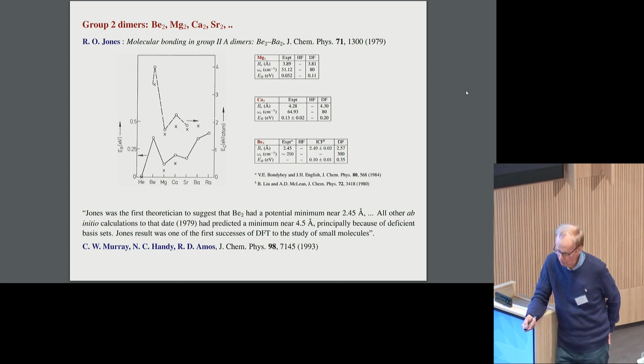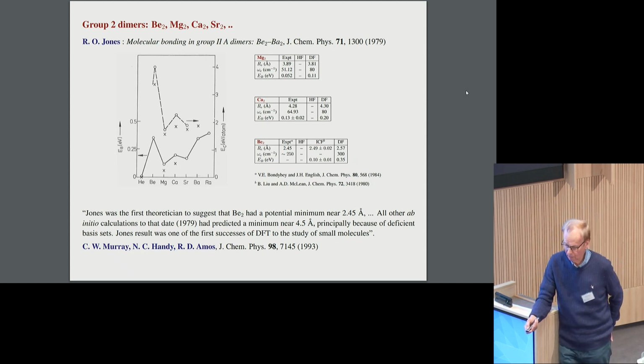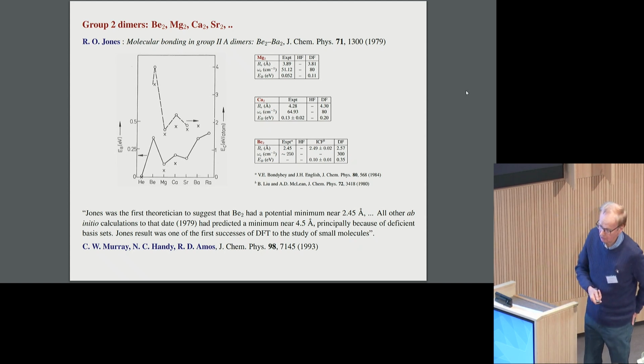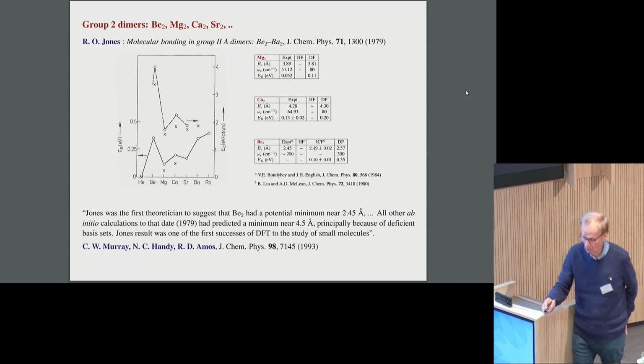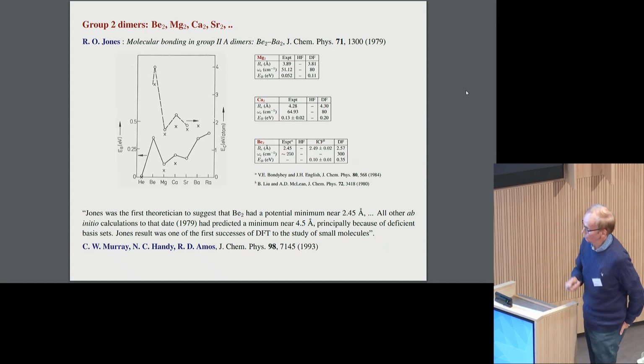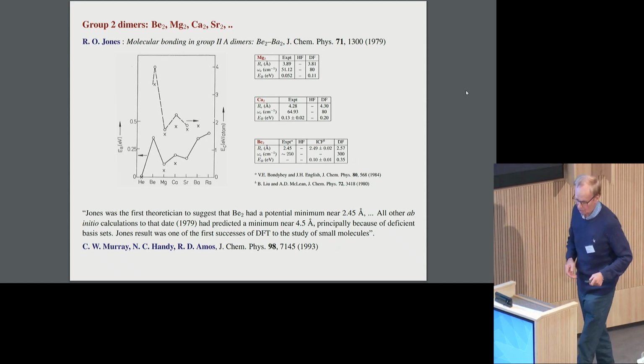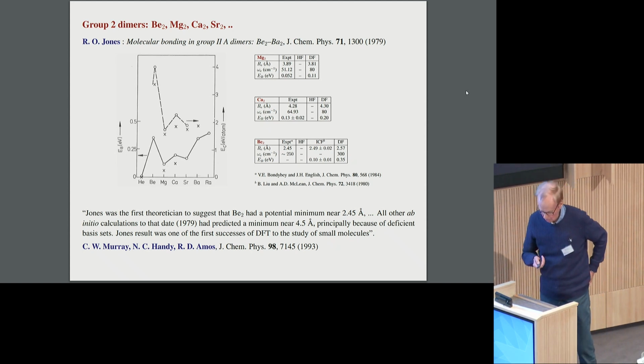One year later, there were some calculations from Liu and McLean at IBM in Almaden, and they found a much shorter distance. These previous calculations were all at very long bond lengths, and they found, once again, a much lower binding energy, but a result that it is certainly more strongly bound than magnesium-2. And Nick Handy was nice enough some years later to say that this was one of the first successes of DFT to the study of small molecules.